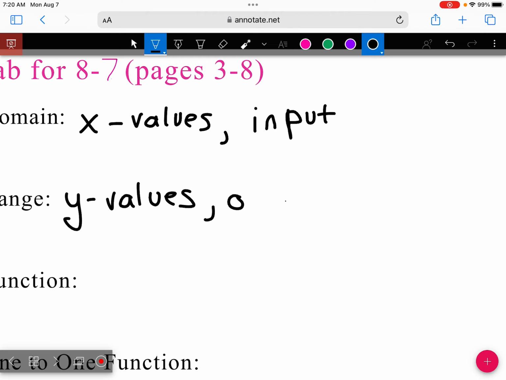Or my output. So we type in our input values, and it spits us out an output value. Those we should have heard before. Domain and range we should have heard before. It may have been a minute, but we've heard them before.